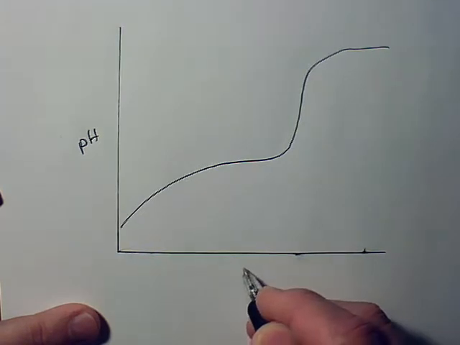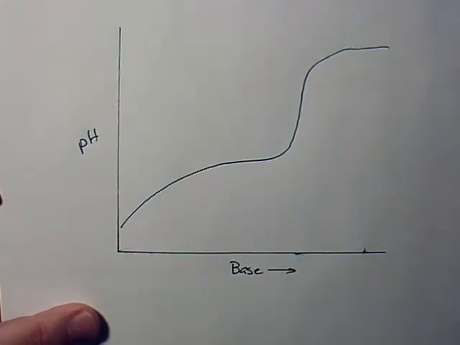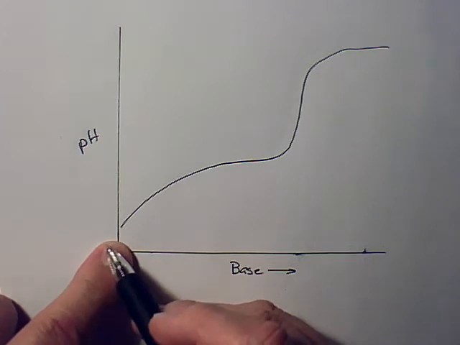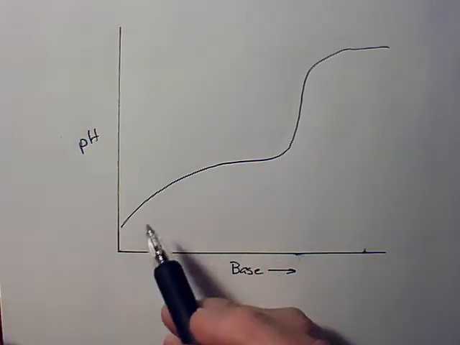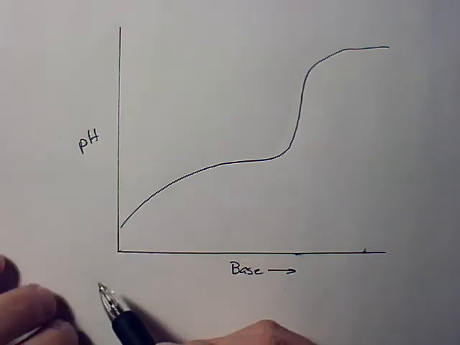pH over here. Amount of base added here. What can you tell me about this acid just from this shape? That might be an assumption, but this isn't really a cliff face. It's just kind of a hill. It is in fact weak. This kind of shape is what you get when you get a weak acid.